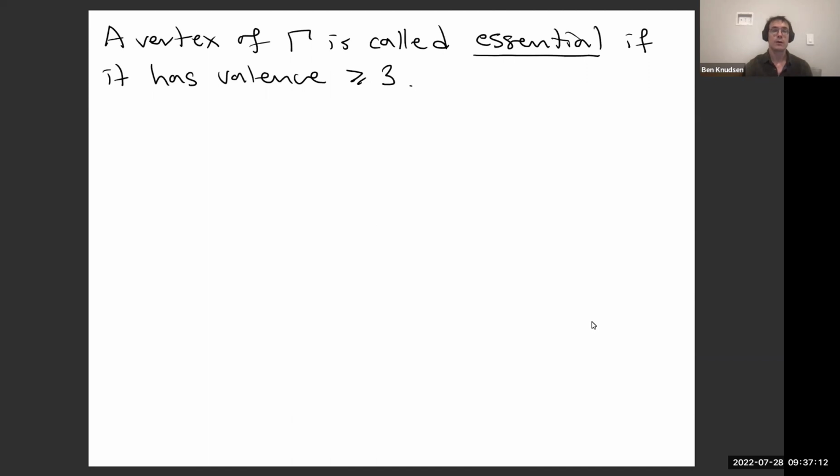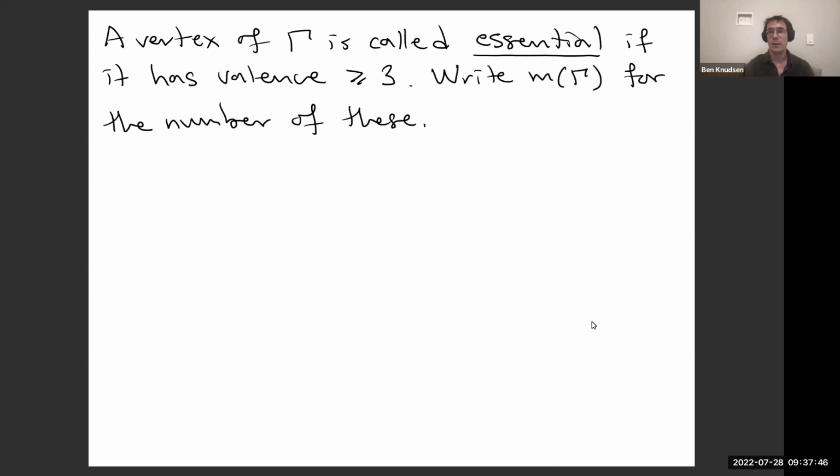A little bit of terminology. A vertex of my graph, I'm going to call essential if it has valence at least 3. These are the vertices that actually matter. Bivalent vertices don't affect the topological type of the graph, and univalent vertices only affect the topological type up to isotopy equivalence. And so the presence of univalent and bivalent vertices cannot change the homotopy type of the configuration space. So these essential vertices are the only ones that matter from the point of view of studying configuration spaces. And I'm going to write M of gamma for the number of those vertices, the number of actually graphy vertices that we have.